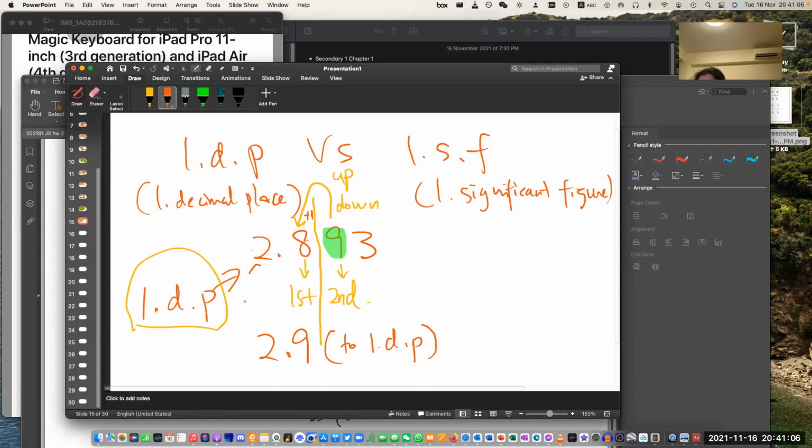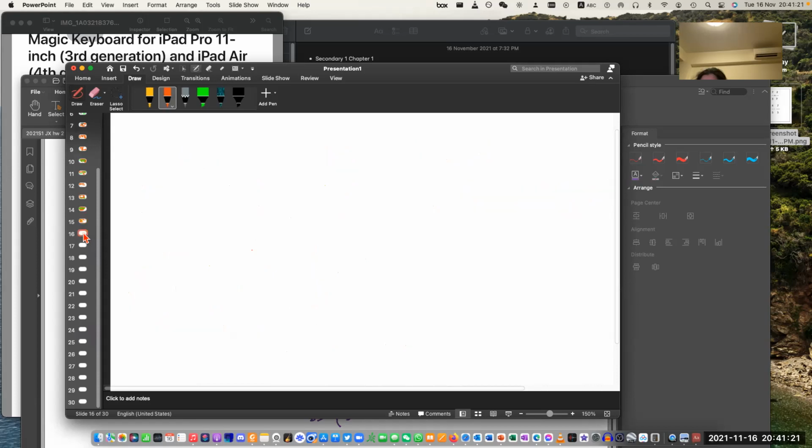from 2.893. Are you clear? I think you have no problem with this. Okay, now let's look at 2.893 to one significant figure. I'm going to use the short form 1 SF, one significant figure. The first job is you need to identify the first significant figure.